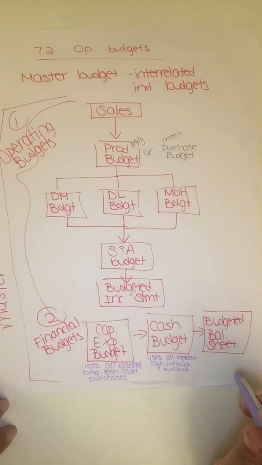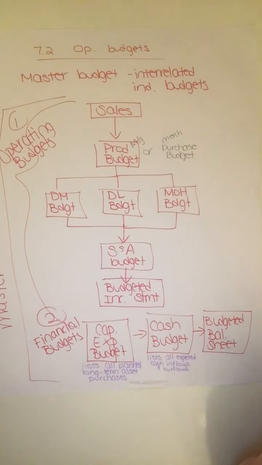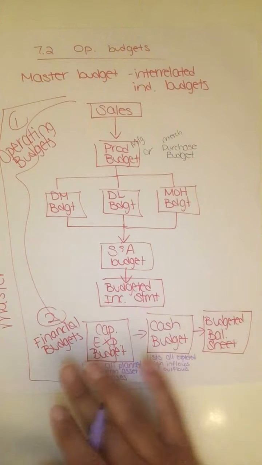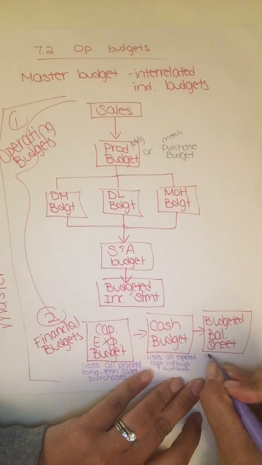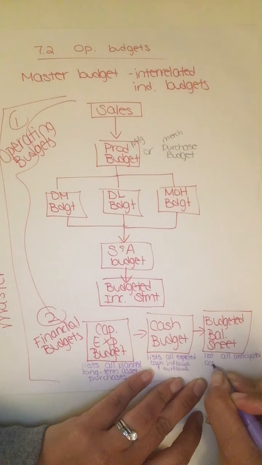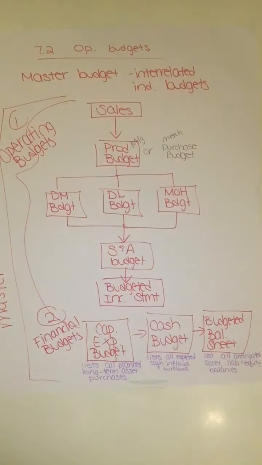We have made it. We are at the last budget in the master budget scenario. Look at all this. All right, so we are at the budgeted balance sheet. It's the final product of the financial budgets. It is going to list all anticipated asset, liability, and equity balances for the period. Okay, so that's a little fast fact about our budgeted balance sheet. We'll go into it in a little more detail here.